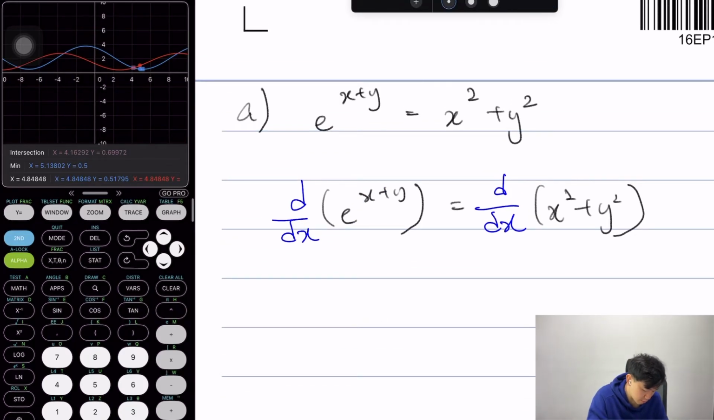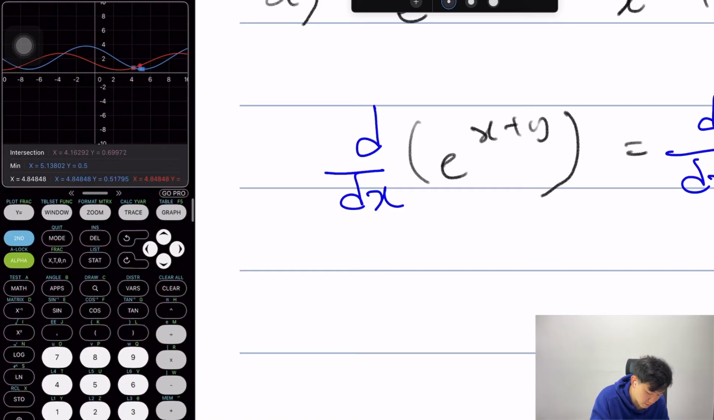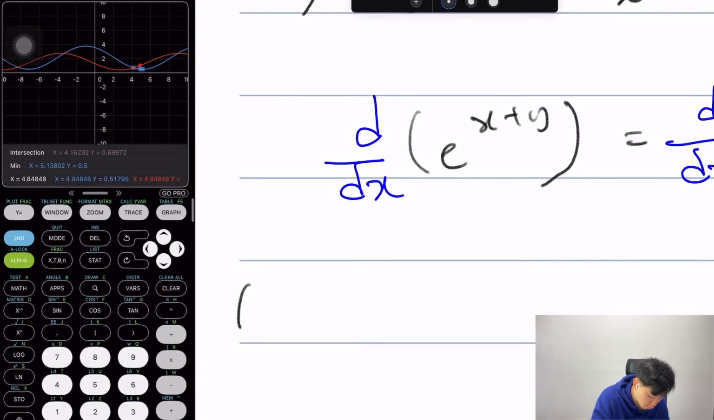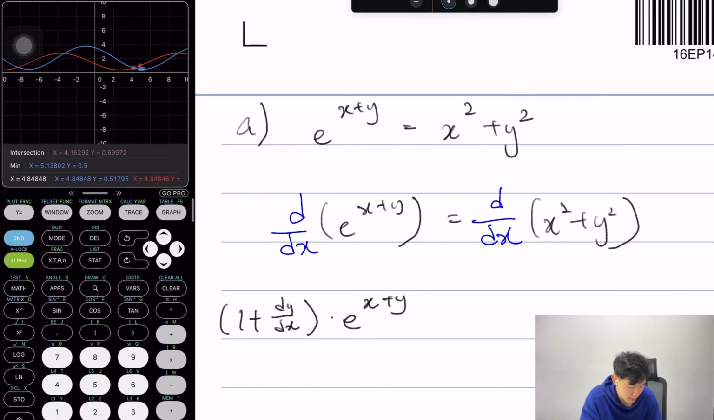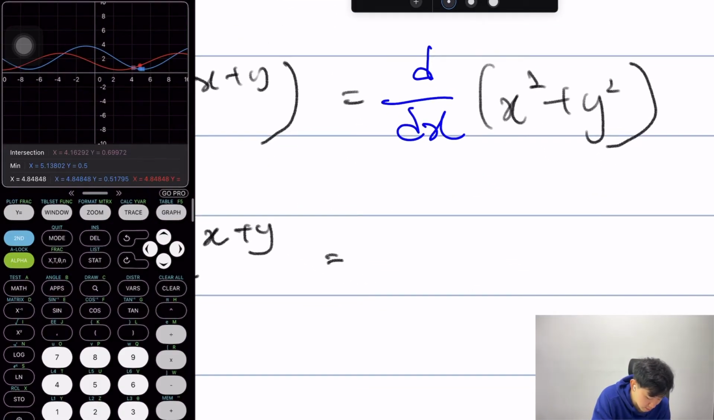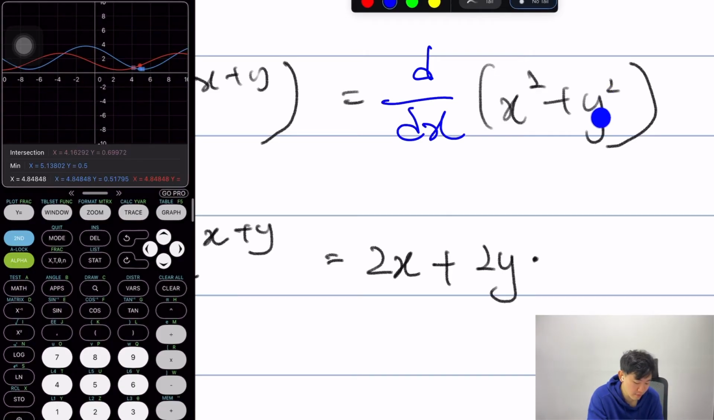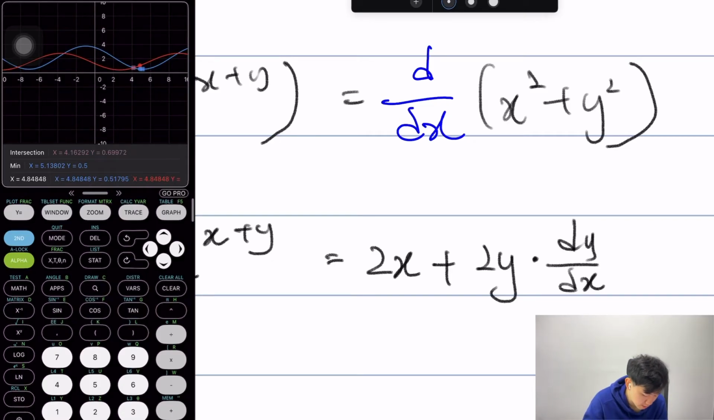So we can then have the derivative of the top, which is 1 plus dy dx, times itself, which is e to the power of x plus y. That's the derivative. And then the right hand side is easy: 2x plus, again the chain rule, we differentiate the y squared first, put the 2 to the front, which is 2y, and don't forget, because y is not a function of x only, we write dy dx as well.